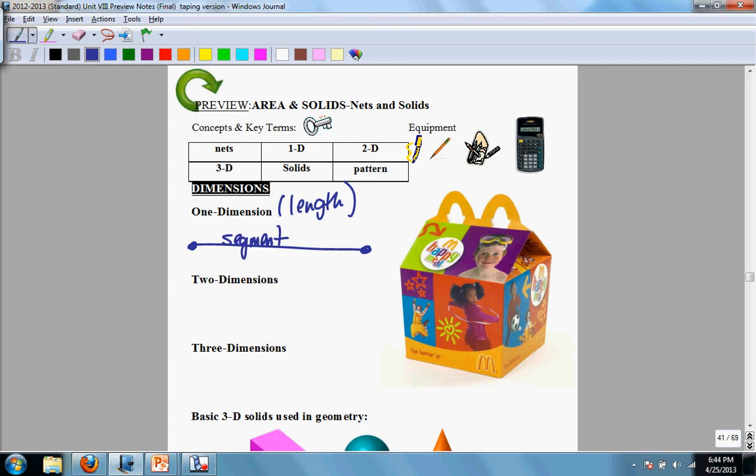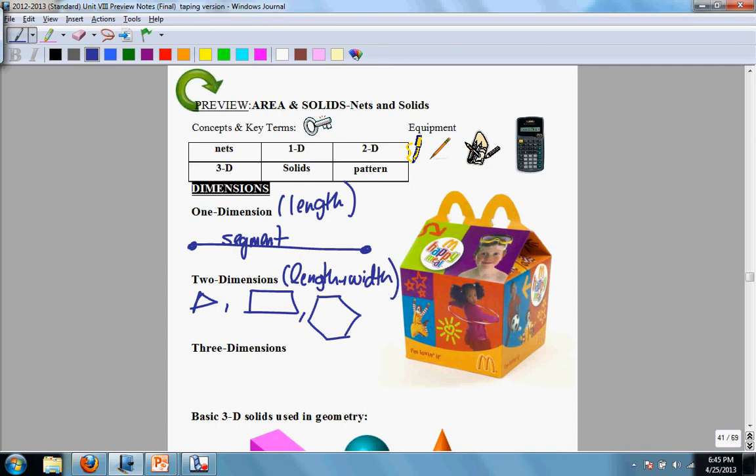2 dimensions is basically every single shape you could possibly think of over the past several months. Triangles, 2 dimensions, rectangles, squares, rhombi, hexagons, pentagons, and the like. Anything that has length and width of any kind. Length and width. That's 2 dimensions.